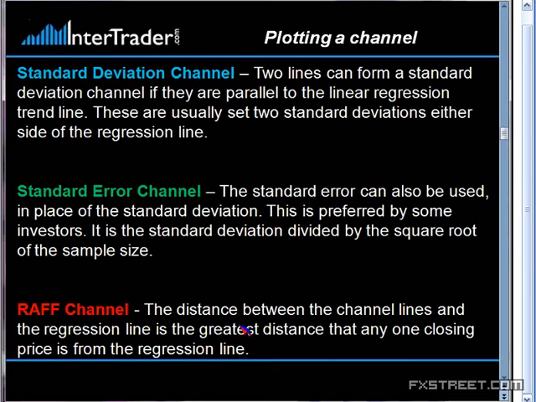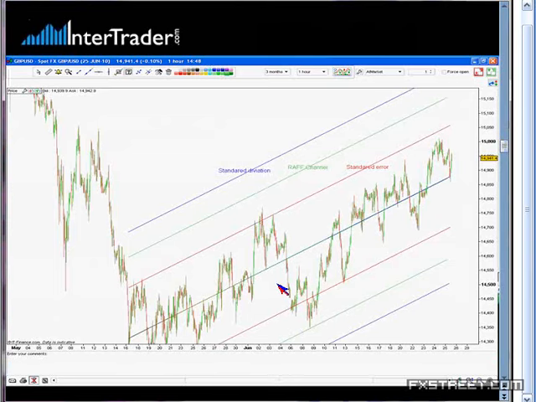Then we've got the Raff channel, and that's the distance between the channel lines and the regression line. And it's the greatest distance that any one closing price is from the regression line. Again, just another formula based on the movement of the time period that we're looking at. If we look at that on a graph, we can see that the line in the middle is our midpoint. Then we've got the red line showing our standard error, which works quite nicely.